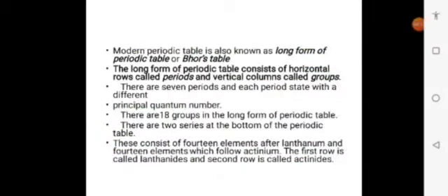In the modern periodic table there are 7 periods, and the number of elements in each period differs. These periods represent the number of shells. Suppose the first period: all elements consist of the 1s orbital. Similarly, second period elements contain 2s and 2p. Third, 3s 3p. Fourth, 4s 3d 4p, and so on.